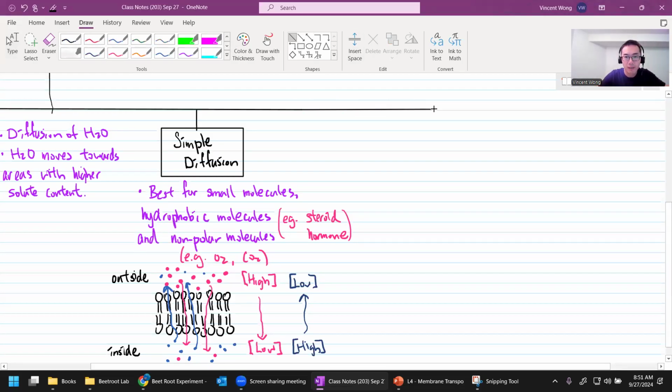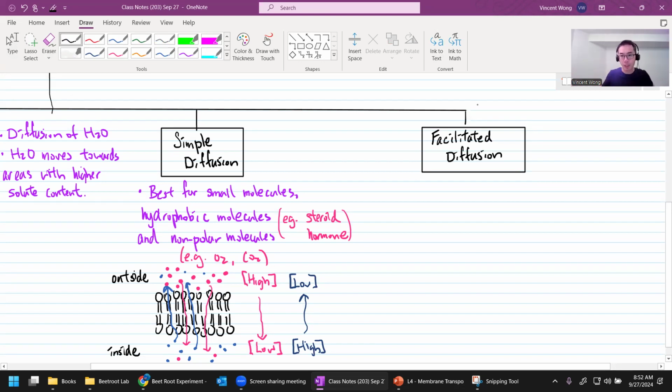Okay. So simple diffusion is, again, for small hydrophobic nonpolar stuff, but sometimes you will have bigger molecules that cannot cross on their own, or molecules that carry a charge and cannot cross the membrane on their own. And so we need to use a different kind of passive transport called facilitated diffusion. To facilitate someone is to help someone.